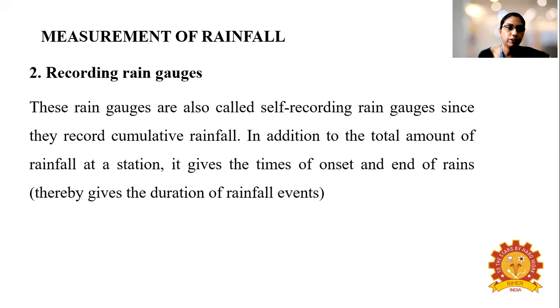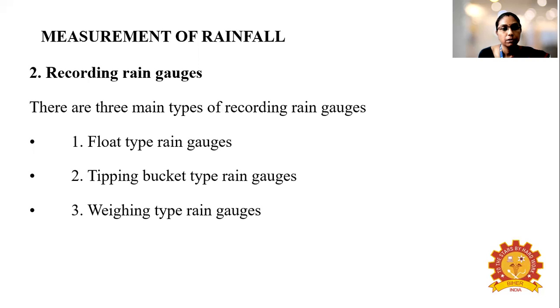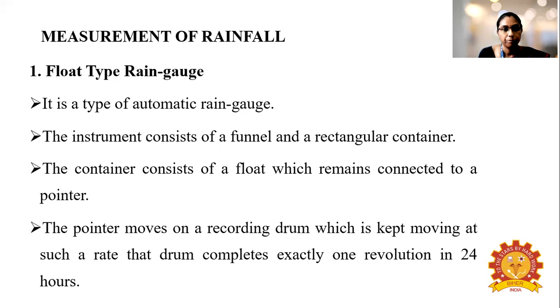We can see the various types of recording rain gauges. So there are three main types of recording rain gauges. The first one is the float type rain gauge, then the tipping bucket type rain gauge, and the weighing type rain gauge. We can see all these recording rain gauges one by one. So first type, that is float type rain gauge. It is a type of automatic rain gauge.